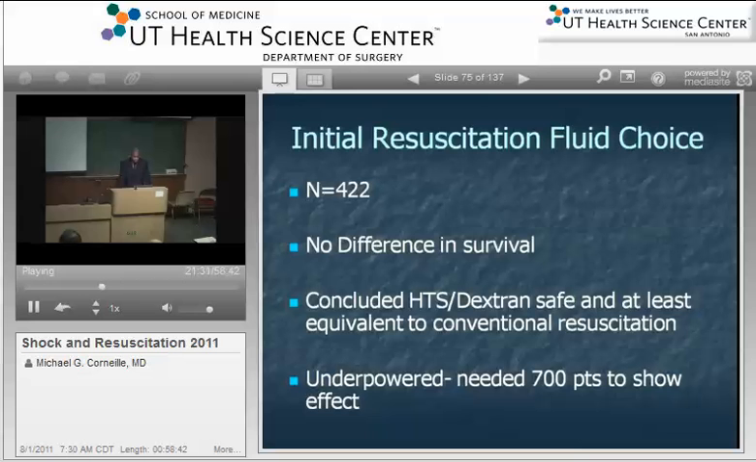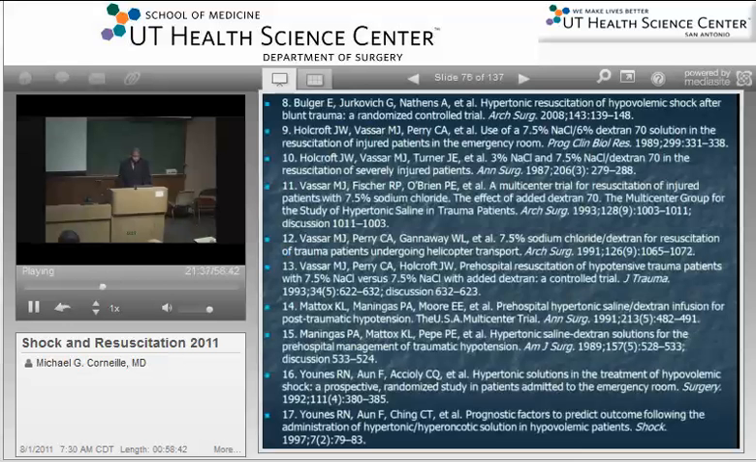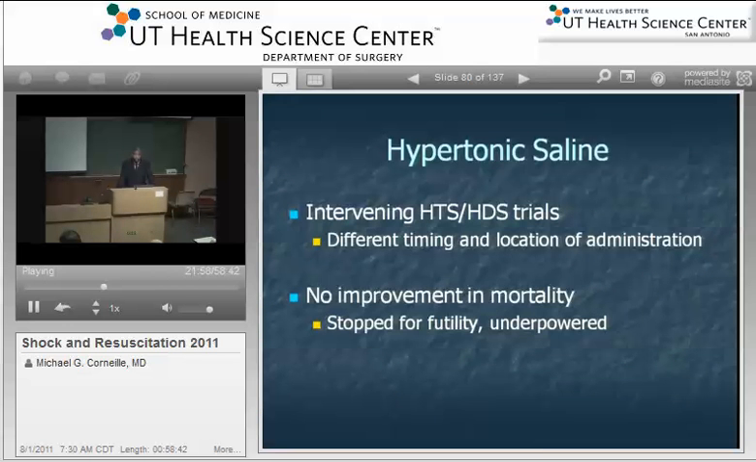So they needed at least 700 patients to be able to show effect, but were only able to enroll 422. I put this slide up here not because I expect you to actually read all these titles, but just to show that in the intervening years there have been numerous trials of hypertonic saline. But you probably ask yourself, how come that's not what we use if there's so much interest and so many people have tried to show that it's effective and useful.